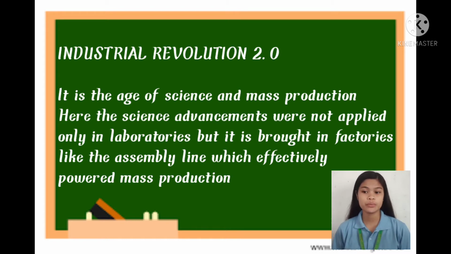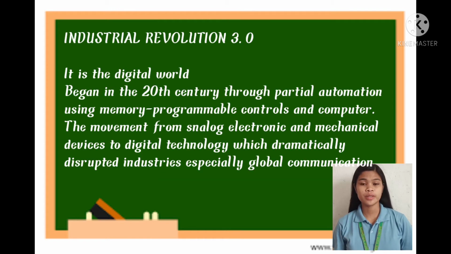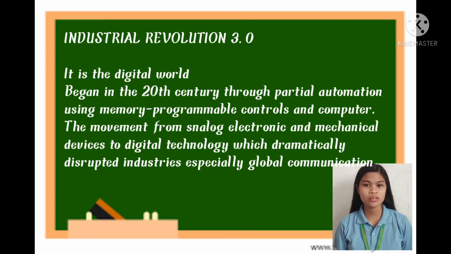Henry Ford Company, by the early part of the 20th century, mass-produced cars with gasoline engines built on an assembly line. The third one is Industrial Revolution 3.0. It is the digital revolution. It began in the 20th century through partial automation using memory programmable controls and computers. It was the movement from analog electronic and mechanical devices to digital technology, which dramatically disrupted industries, especially global communications.